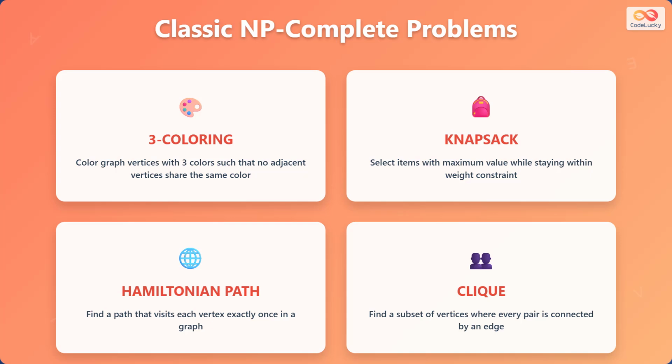Here are some classic NP-complete problems. 3-coloring. Can you color the vertices of a graph with 3 colors such that no adjacent vertices share the same color? Knapsack. Can you select items with maximum value while staying within a weight constraint? Hamiltonian path. Can you find a path that visits each vertex exactly once in a graph? Clique. Can you find a subset of vertices where every pair is connected by an edge?